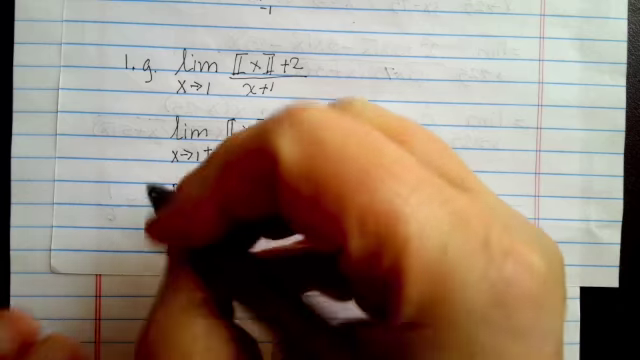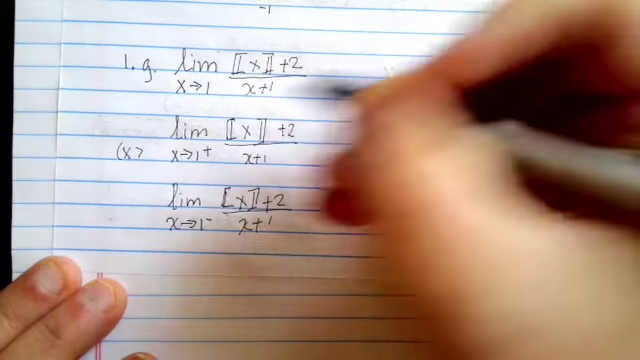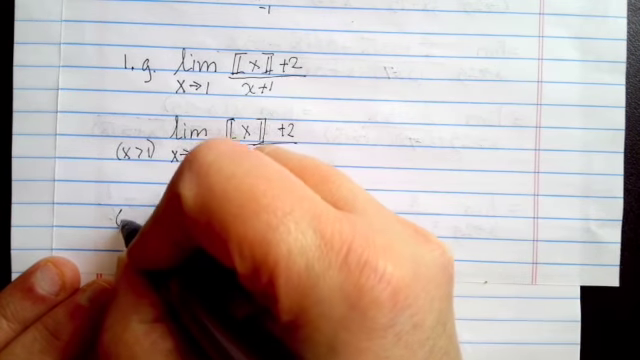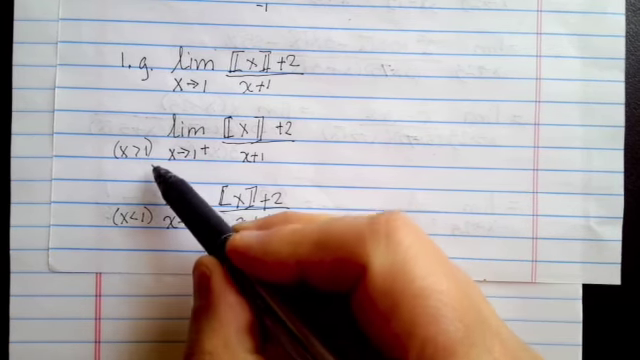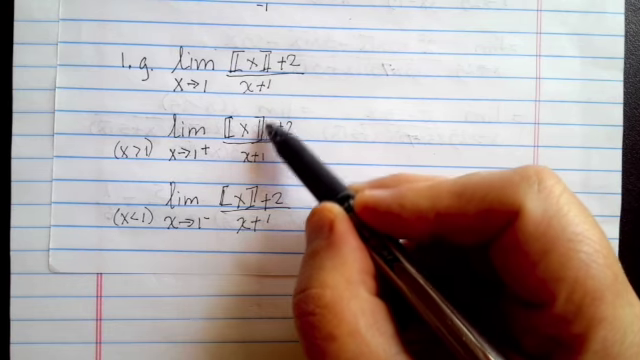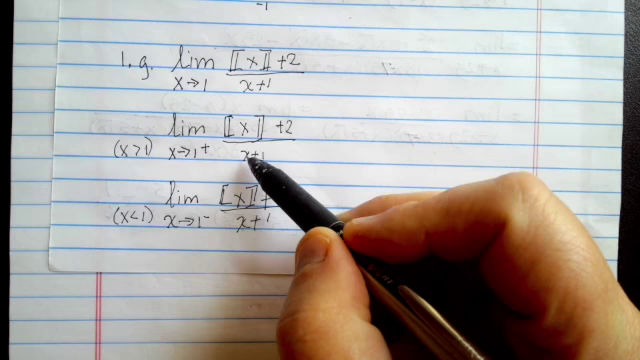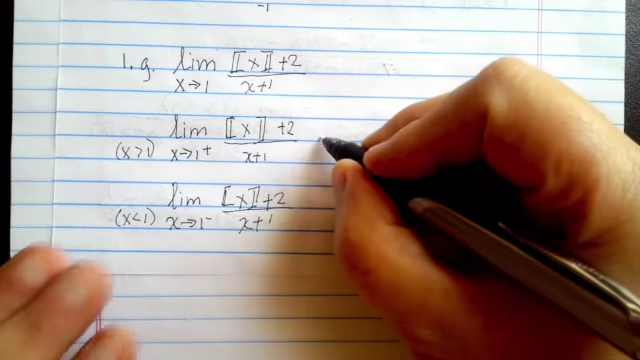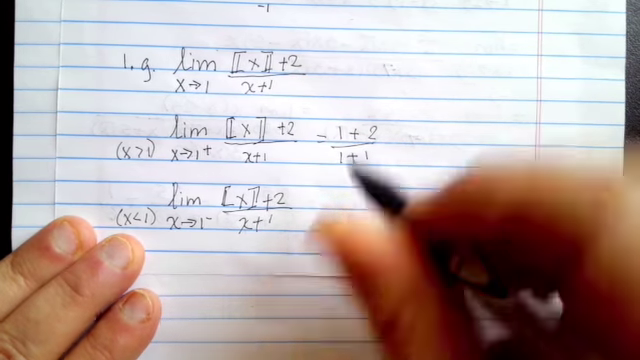So we're going to look at the limit as x tends to 1 from the right and the limit as x tends to 1 from the left. So recall what these mean. This means that x is bigger than 1, and this means that we keep x smaller than 1. So if x is close to 1 but bigger, then the floor of x will be 1, and this will be 2, and then this will go to 1 plus 1. So this is going to be 1 plus 2 over 1 plus 1.